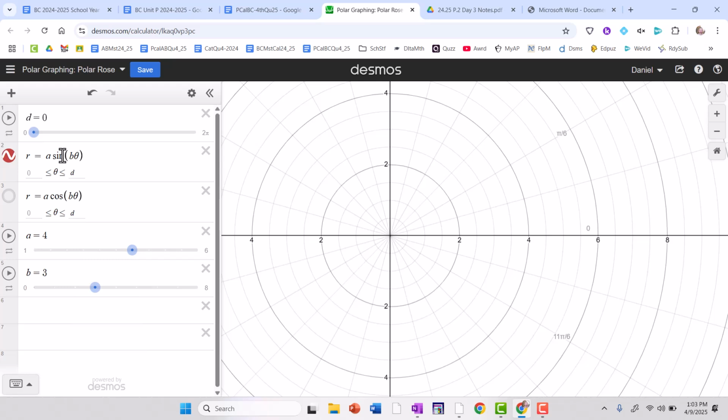What's sine of 0 again? What's sine of 0? So you start at the origin and then it comes from there. And then let's analyze this first one. Why is it pi over 6 that's good? What's 3 times pi over 6?